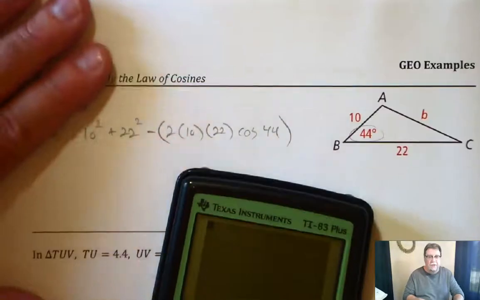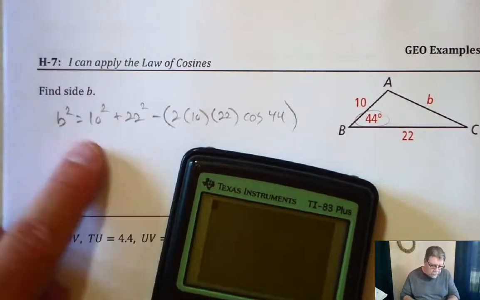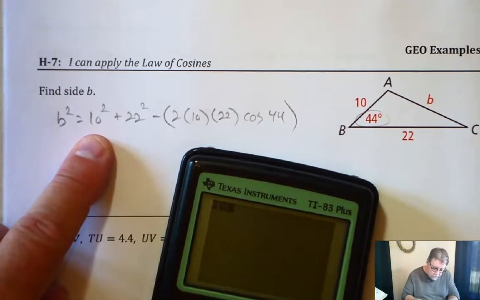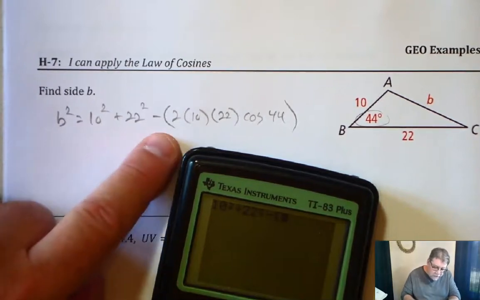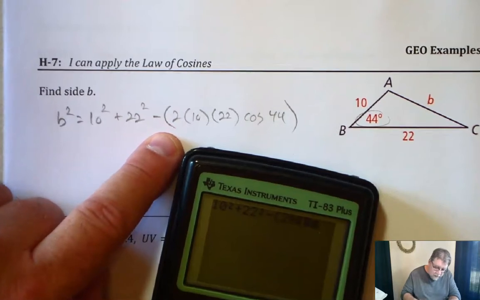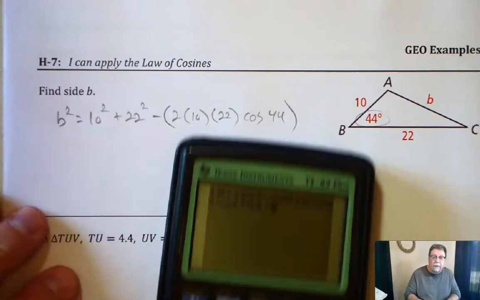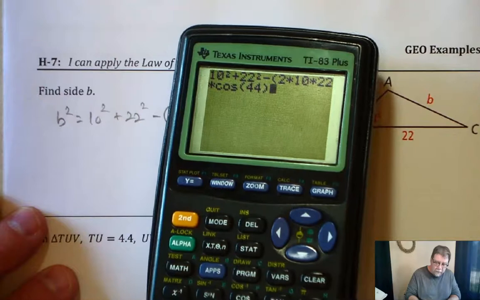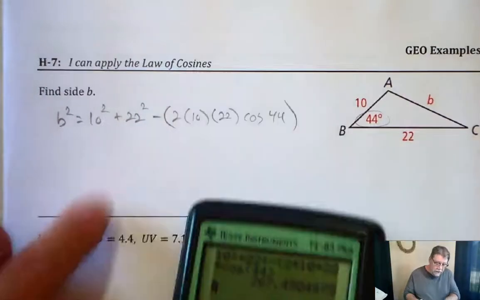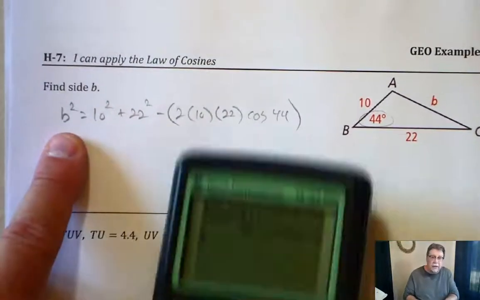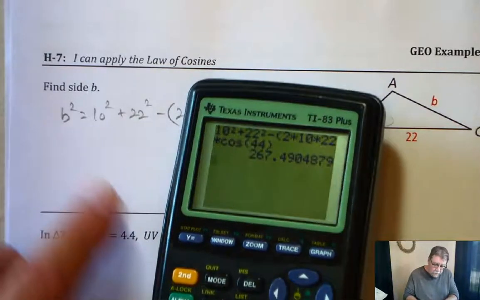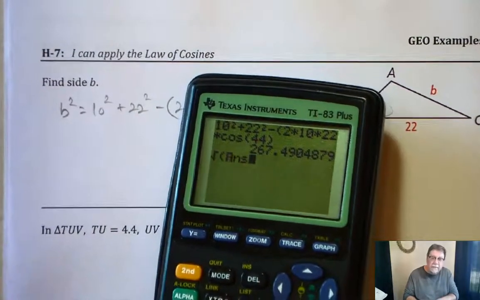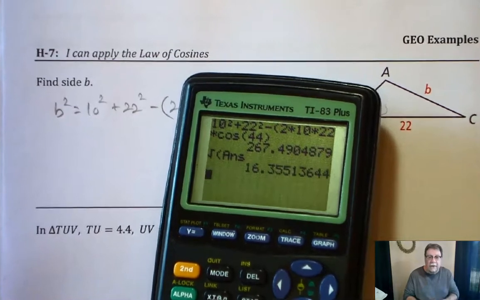And now we calculate that. We can simply type this straight across in our calculator. So 10 squared plus 22 squared minus parentheses 2 times 10 times 22 times the cosine of 44. I know you can't read that, but hopefully you can here. So that's what we were typing. And we hit enter. And now we still have to take the square root of that, because that's B squared. So B squared is that. We need to take the square root of that answer.